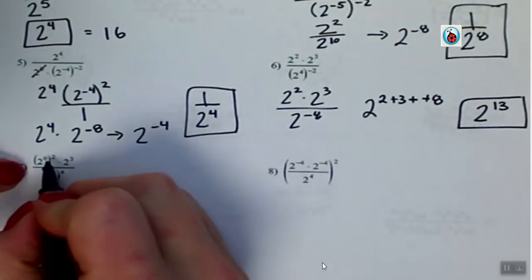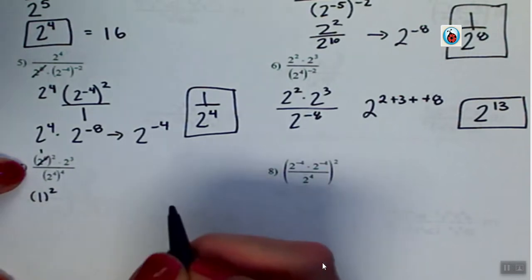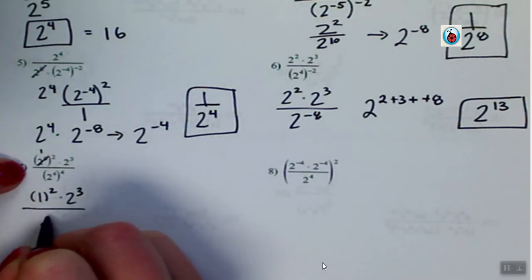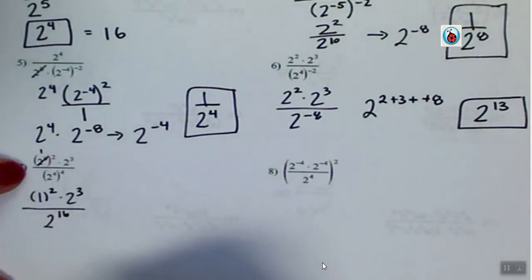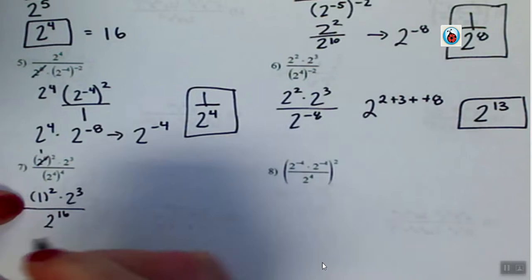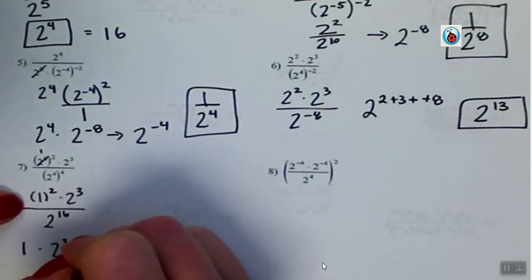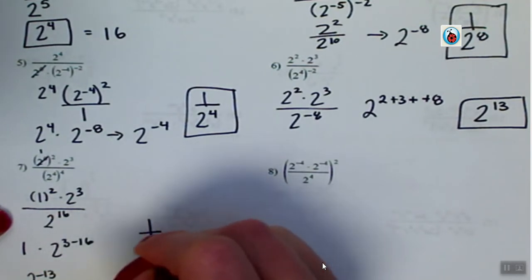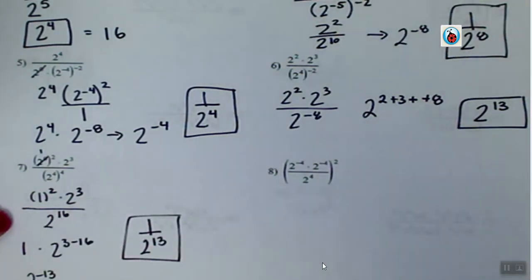Okay. 2 to the 0 is 1. 1 squared, still 1. Power to a power says multiply. Okay, so 1 squared is still 1. 2 cubed, okay, which is negative 13. Right, 2 to the negative 13. No negative exponents, so 1 over 2 to the 13th.